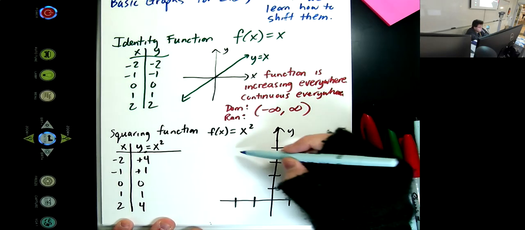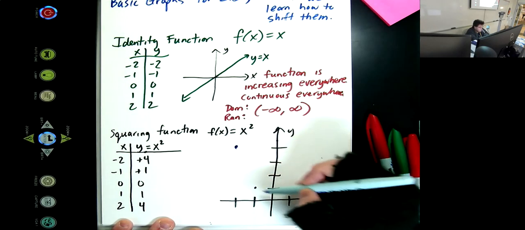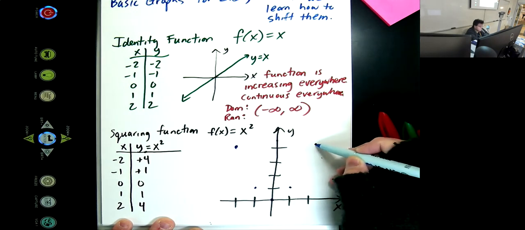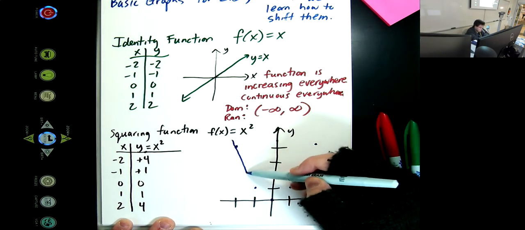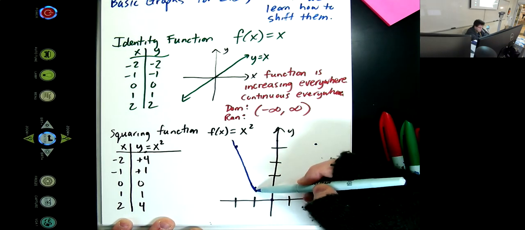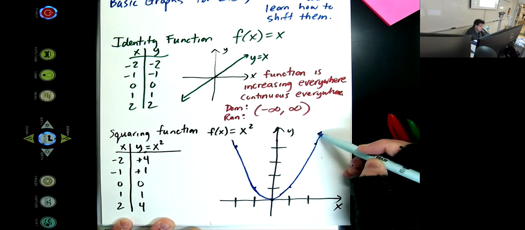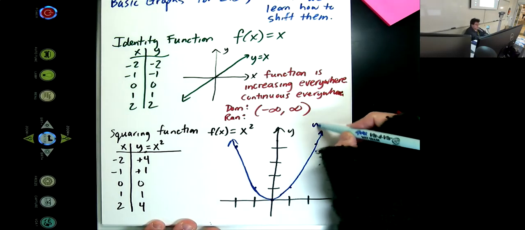If I start plotting these points, I get something like this. And if I connect them, I've got to make some kind of curve. So this is the graph of y equals x squared.